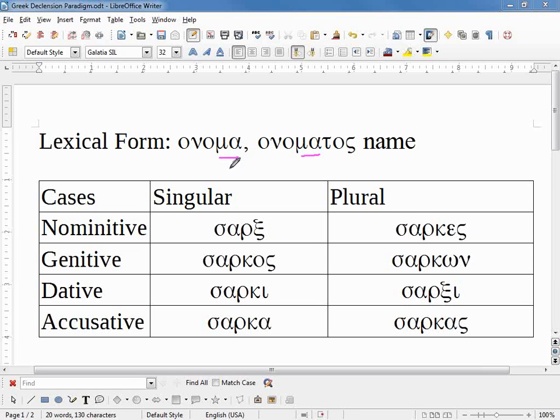Okay, so like before, like in my first example, the pure stem is this, right here. That is your actual stem for this word. Okay?